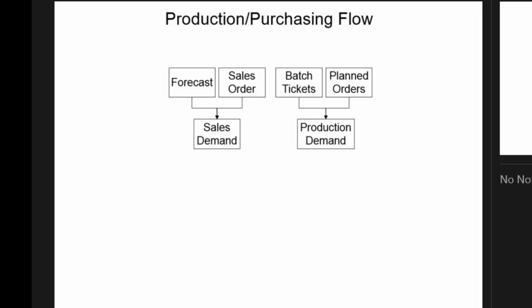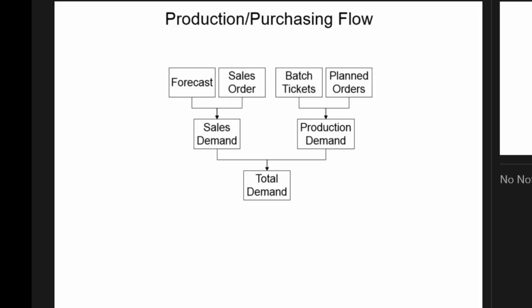So production demand comes by adding together the batch ticket as well as planned order requirements, bringing us to a total demand for an item. Now the reason I differentiate that, or show them together, is that an inventory item could be a raw material from a production perspective and a finished good from a sales perspective. So I could sell it as well as use it. And MRP doesn't care. It needs to take into consideration both scenarios.